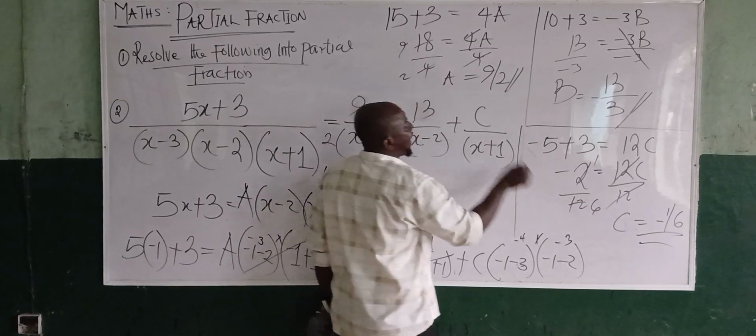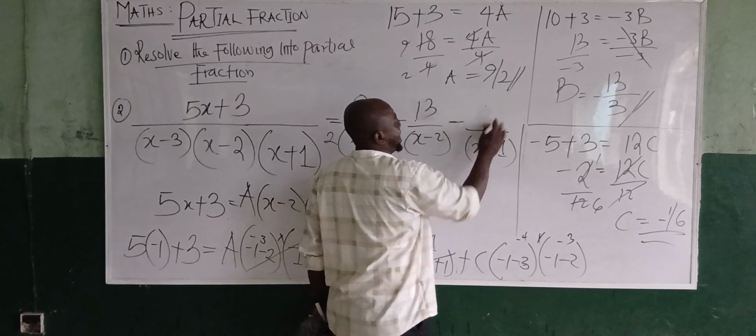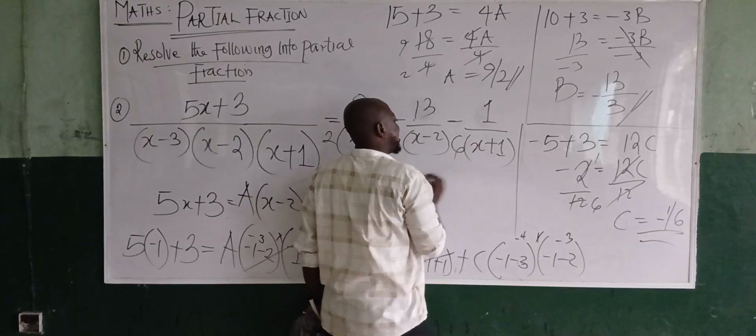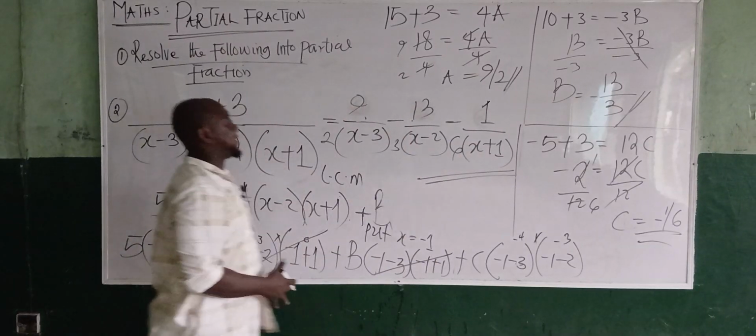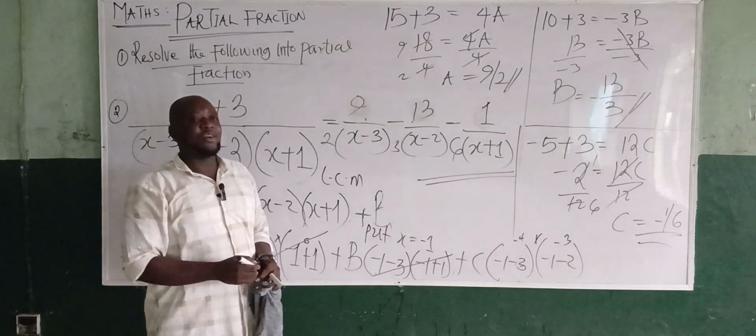What is my C? My C is 1 minus 1/6. So minus will affect this one. I'm having 1 here, all over 6 here. So this is how we are able to resolve this into partial fractions.